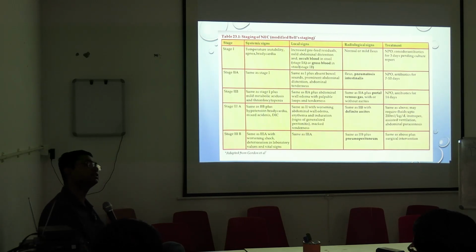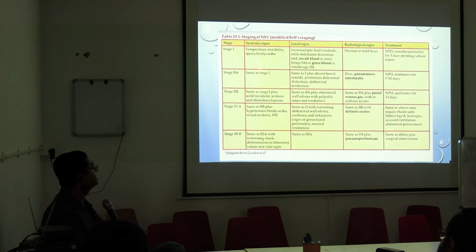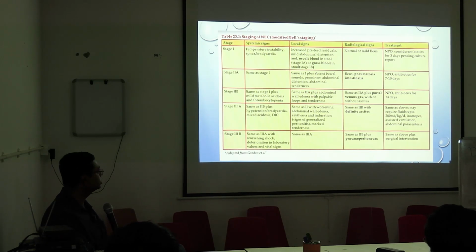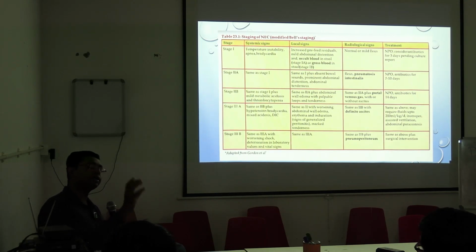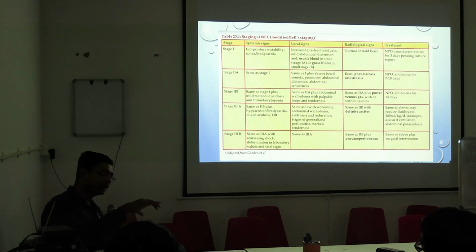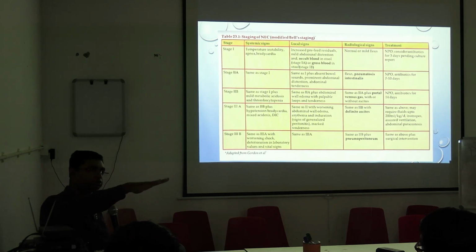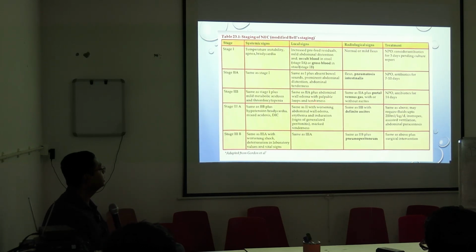Now the patient has progressed. Stage 2B, features of stage 1 are same plus metabolic acidosis and thrombocytopenia. So same as stage 2A plus abdominal wall edema with palpable loops and tenderness. It means the abdomen has become so distended that in newborns, whose abdomen is not soft and supple, you can see the bowel loops distended from outside. So it is abdominal wall edema and palpable loops. If you touch, you can feel the loops are distended.